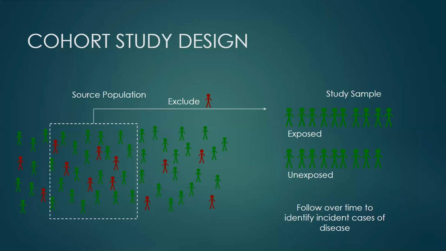And so this is a measure of incidence. Cross-sectional studies gave us prevalence. Cohort studies can give us incidence. So within a population, how much disease develops in a defined period of time.